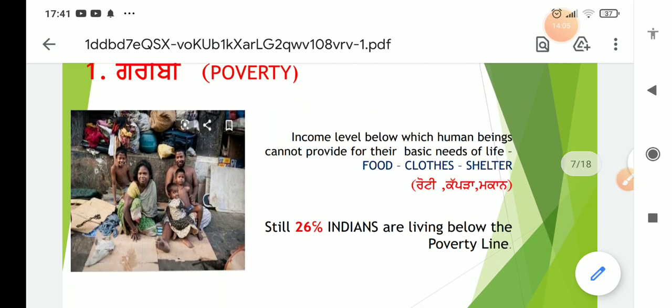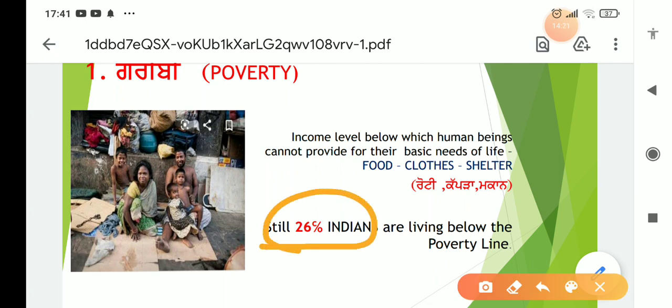So poverty is one of the reasons why we have not achieved true political democracy so far. If you talk about poverty, still 26% of Indians are living below the poverty line.